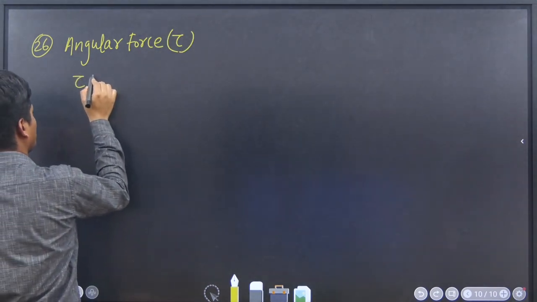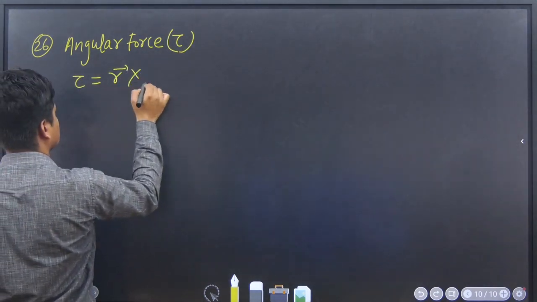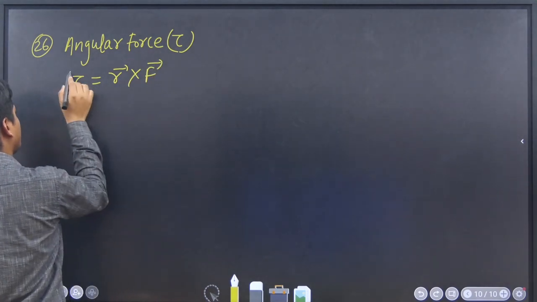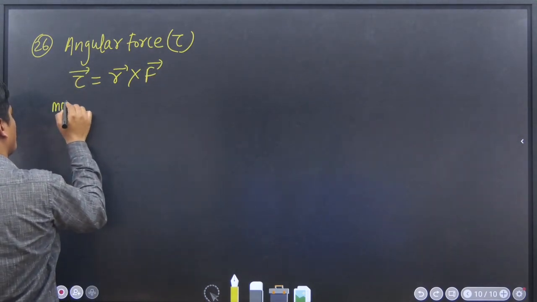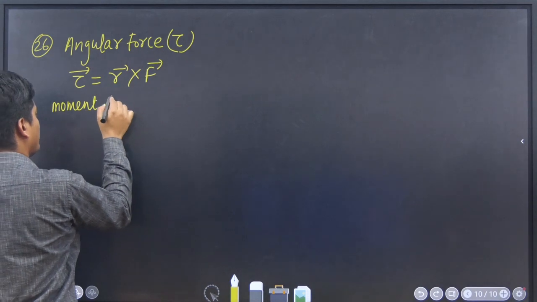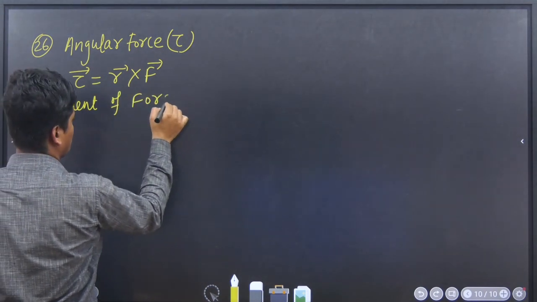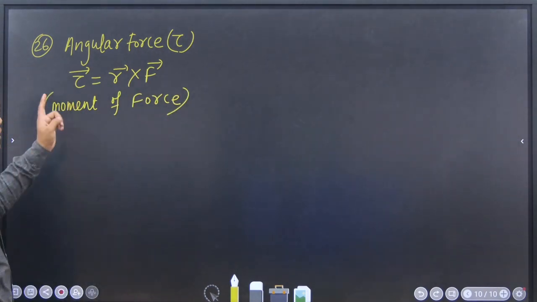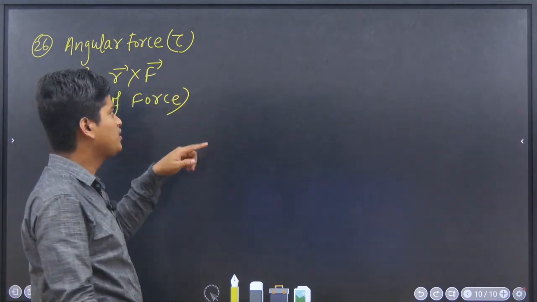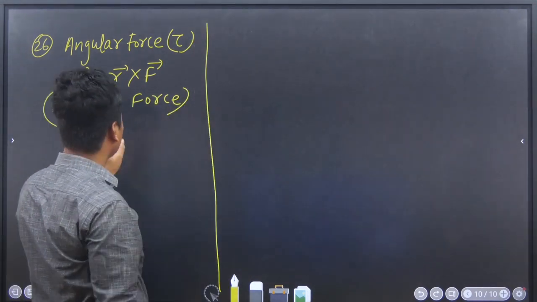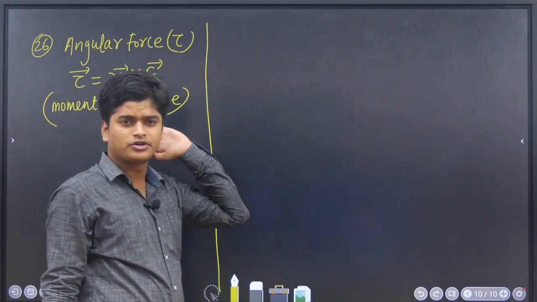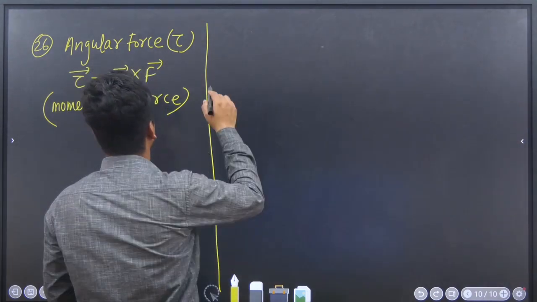So, torque is basically r cross f, or sometimes you can call it the moment of force. Torque is r cross f or moment of force. When the word moment comes, you do the cross product with r first, so r cross f, like that.